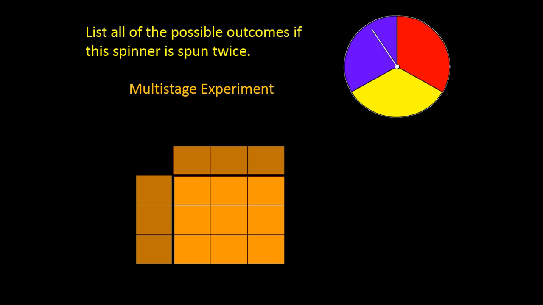It's a multi-stage experiment because we're spinning the spinner a first time, that's the first stage, and then we're spinning the spinner a second time, that's the second stage. So one way we could organize the information is basically the same way we did when we were rolling 2 dice. We could say that there's a first spin and there's a second spin. The first spin and the second spin could each have red, yellow, or blue with equal probability.